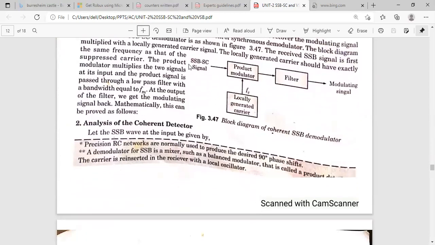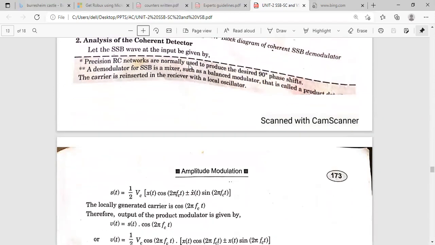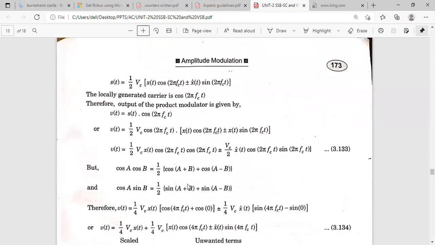We know that the SSB signal is a single sideband, so you have to consider one of the sidebands, that is either upper sideband or lower sideband. So here s(t) we are assuming both upper sideband and lower sideband, and this one is the Hilbert transform of x(t). So you can write x_h(t) also. Okay, and this will be multiplied by the locally generated carrier, that is cos 2πfct. So after multiplication you will get like this.